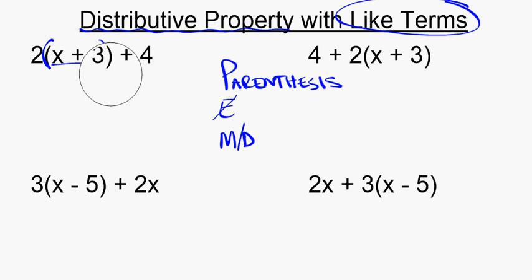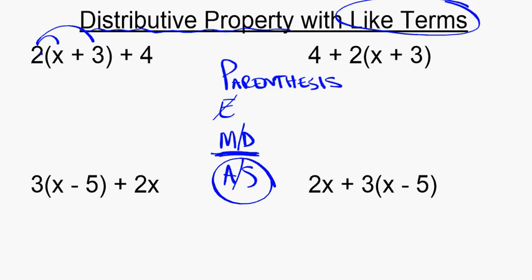Here, we do have multiplication. Our set of parentheses is being multiplied by 2. So in order to multiply, we distribute 2 times x plus 3. After we do our multiplication and division, then we are allowed to do any addition and subtraction, and that's where your combining like terms comes into play.